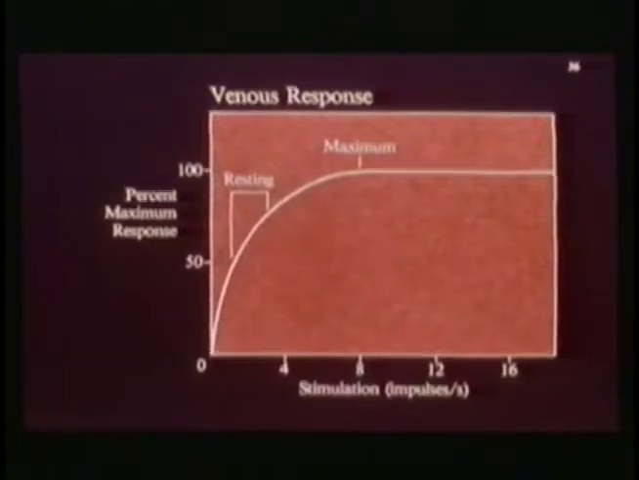Under resting conditions, the normal sympathetic discharge of 1 to 3 impulses per second produces 50 to 75% of the maximum attainable response. The decrease in organ blood volume reaches its maximum at a stimulus frequency of 8 impulses per second.